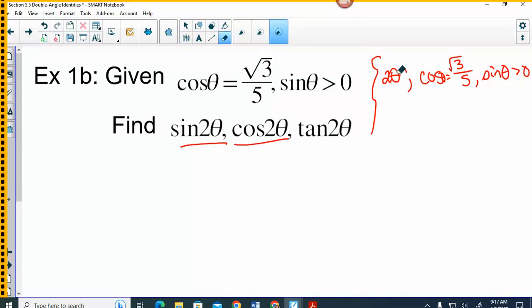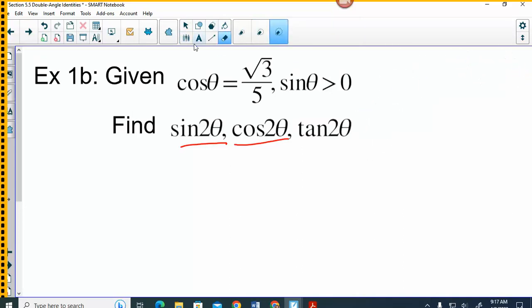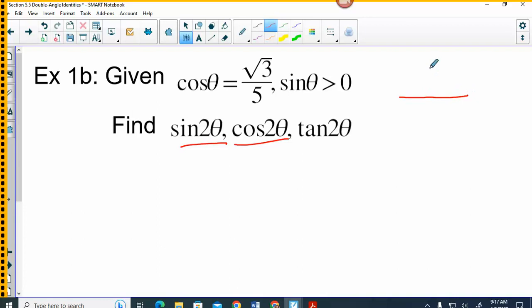So this time I gave you cosine of theta, and I know sine is greater than 0. If I know eventually I'm going to need all these values, so if we set up a triangle, cosine is positive, so that's quadrant 1 or 4. If sine is also positive, then I have to be in quadrant 1. So this is for angle theta, and that's because this was cosine of theta. Cosine is adjacent over hypotenuse, so Pythagorean theorem.